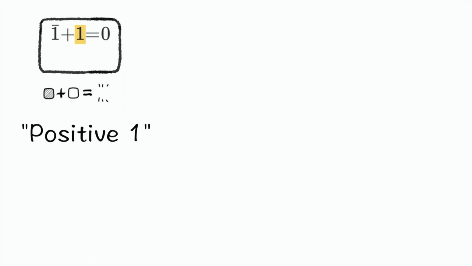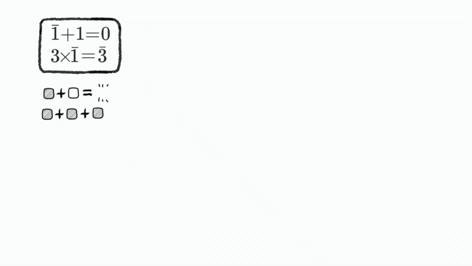People found 3 fundamental rules that strangely make correct answers. Rule 1. Negative 1 plus usual 1 is 0. They cancel out. People renamed usual 1 positive 1. Rule 2. 3 times negative 1 is negative 3. It is 3 added negative 1s.